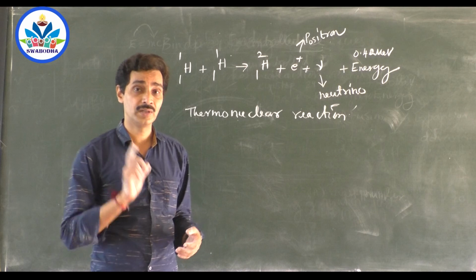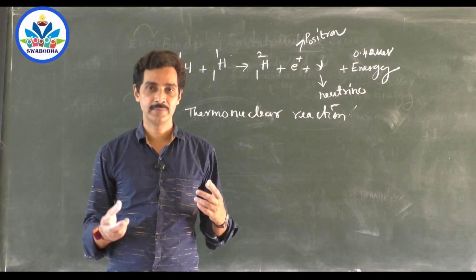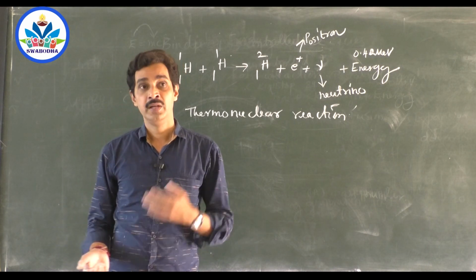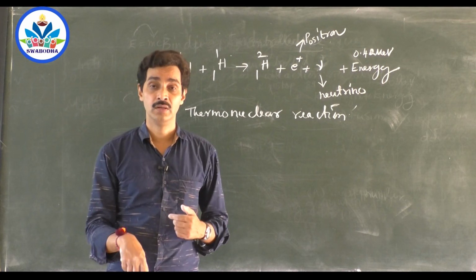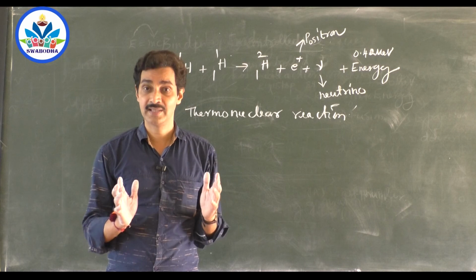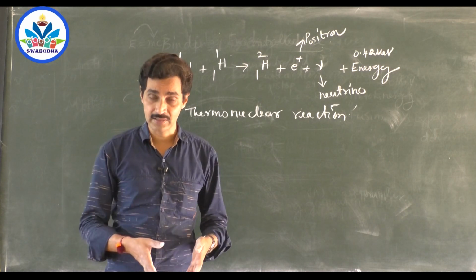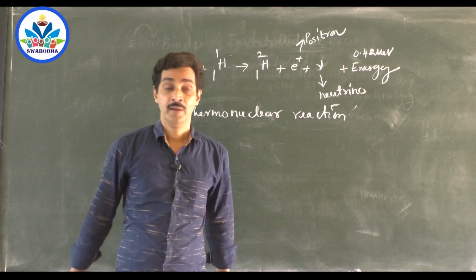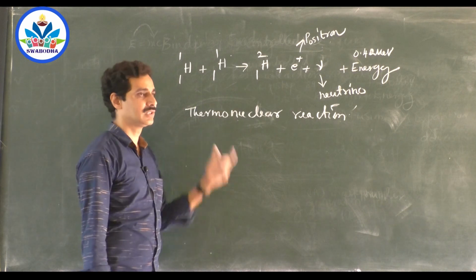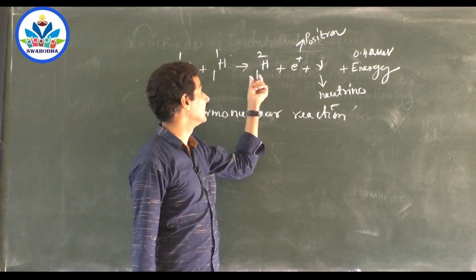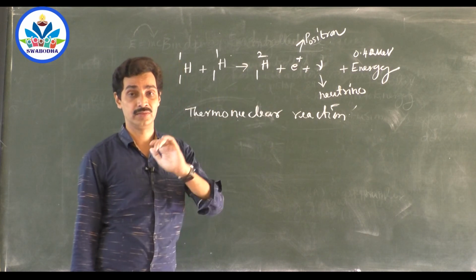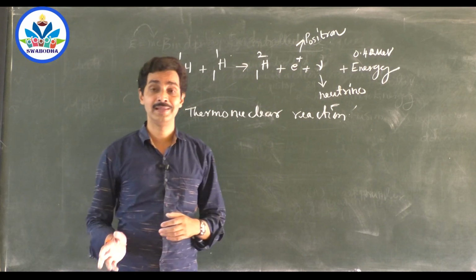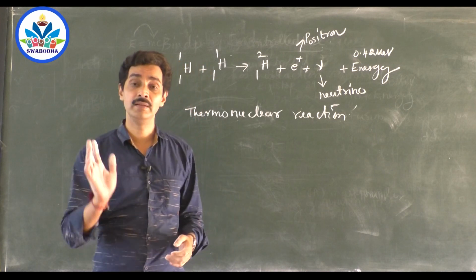So if you have a fusion bomb, there are two types of bomb: fission bomb and fusion bomb. If you want to have a fusion bomb, you must go for fission also. First you have to create fission and develop a high temperature, then you have to go for fusion. But one advantage with fusion is the products obtained, like deuterium, helium, carbon, are all not radioactive, whereas the products obtained in fission reaction are highly radioactive.